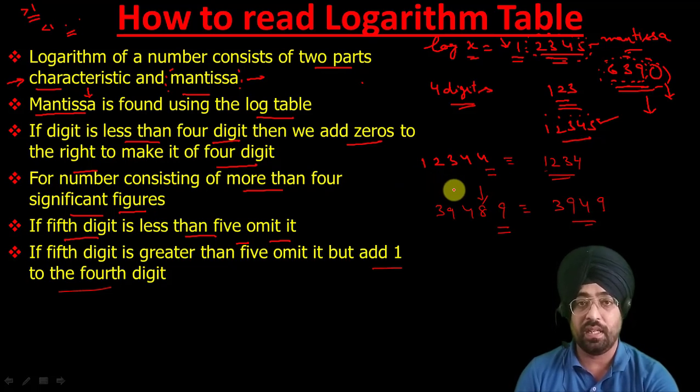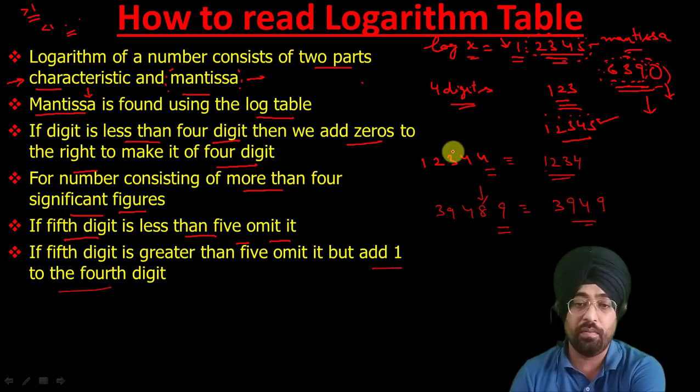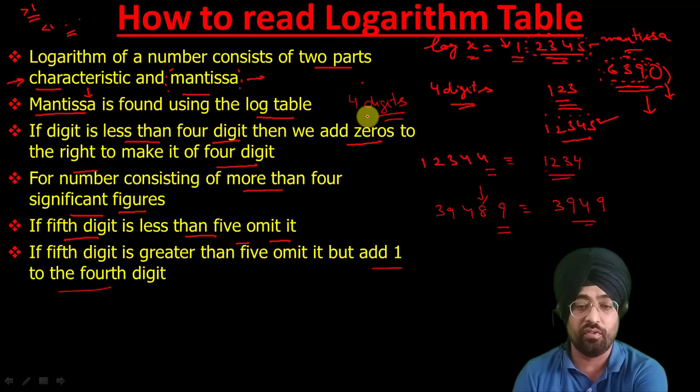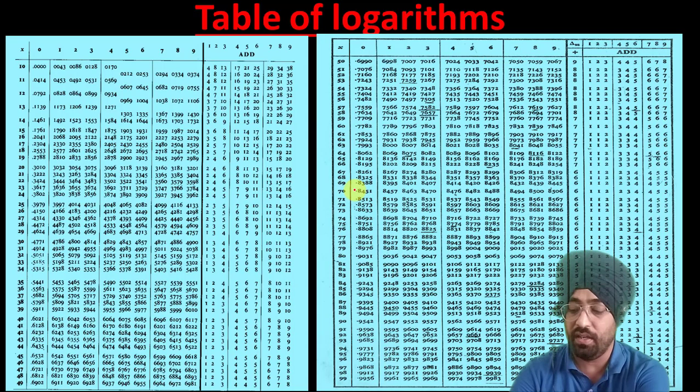If the number contains less than 4 digits, then we have to add zeros to make it a 4-digit number, because to read the mantissa from a log table we need 4 digits. 4 digits are required, so we can easily convert a 3-digit number to a 4-digit number, or a 5-digit number to a 4-digit number, using these rules that I have told you.